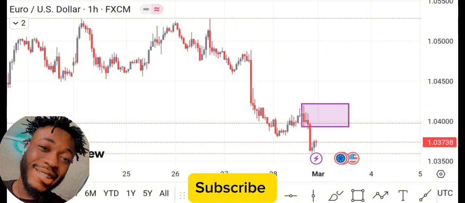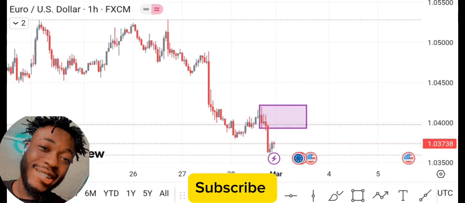So let me just show you. This will be a very short video, and this is a 1 hour chart of the Euro USD, the euro dollar. Now I'll be teaching you how I trade with order blocks, how I simply trade with order blocks. It's very simple and straightforward. Now I have some criteria of what I need to see.